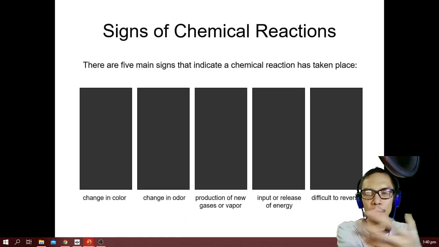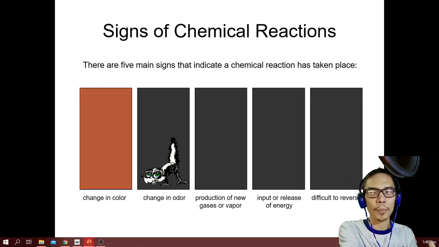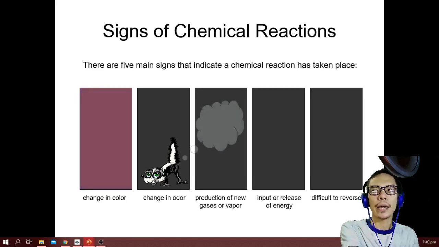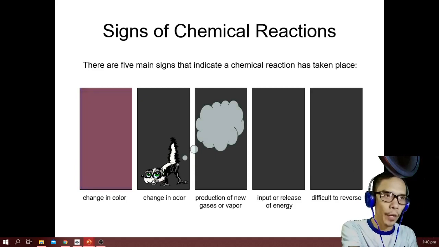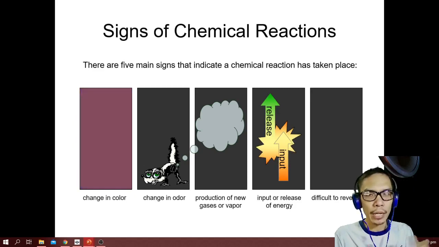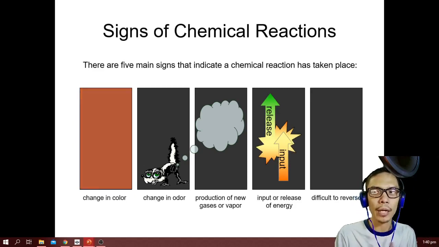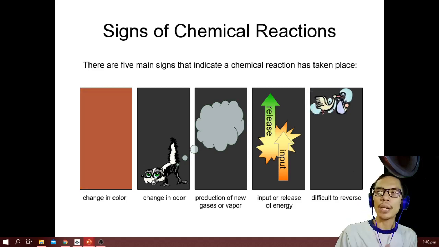So that is your color change. Let me repeat it one more time. Number one is changing color. Next, number two, change in odor, so production of gas. Next is release of energy like heat, sound, or light.